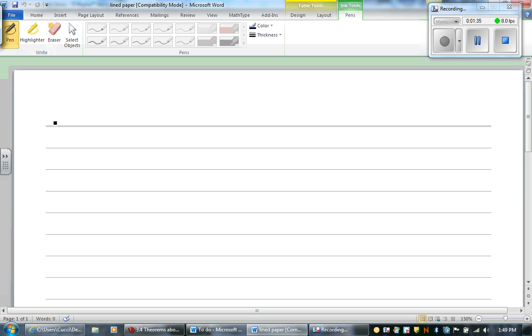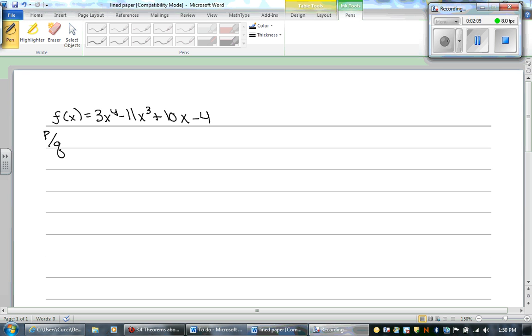The function we were dealing with was f of x equals 3x to the fourth minus 11x cubed plus 10x minus 4. We want to find the rational zeros. So we're going to figure out what all of our possible rational zeros are. The way we figure that out is to find all of our options for p over q. What that means is we need to think about our factors.